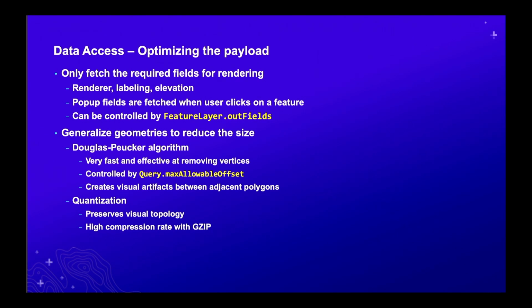There is the other algorithm, which is quantization. So we quantize the coordinates, and I will go into details about this. What is great about this algorithm is that it preserves the visual topology. So the two adjacent polygons still look adjacent. And it's highly compressible by gzip. So when the server sends the data, it goes through the server compression, and it's really fast.